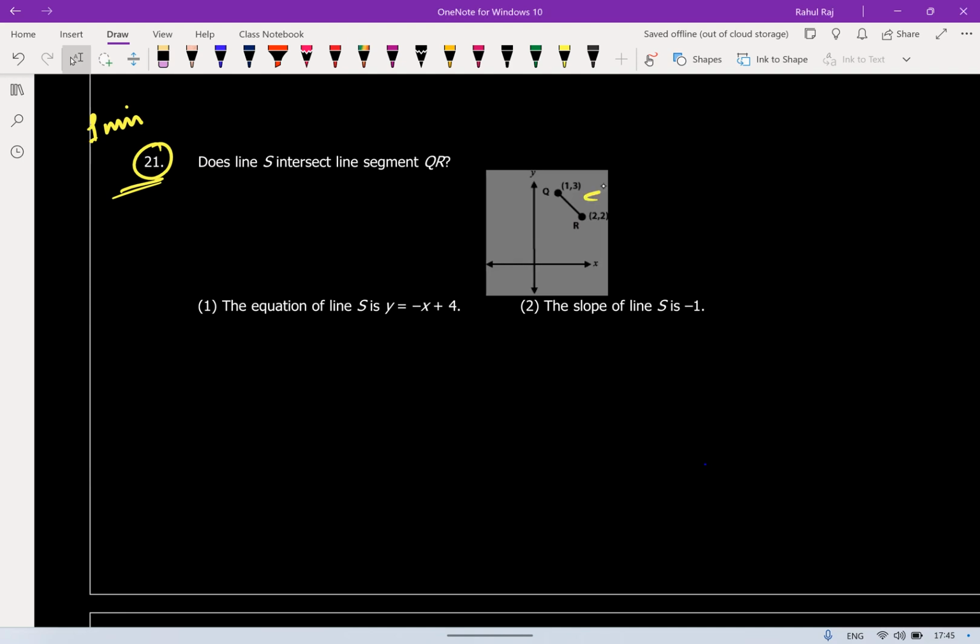Yes, what is the equation of line QR? Anyone who has got it? If you actually find the equation of line QR, considering the 2 points given, y minus y1 is equal to m times (x minus x1), you will get y is equal to minus x plus 2. This is the equation that you will get.